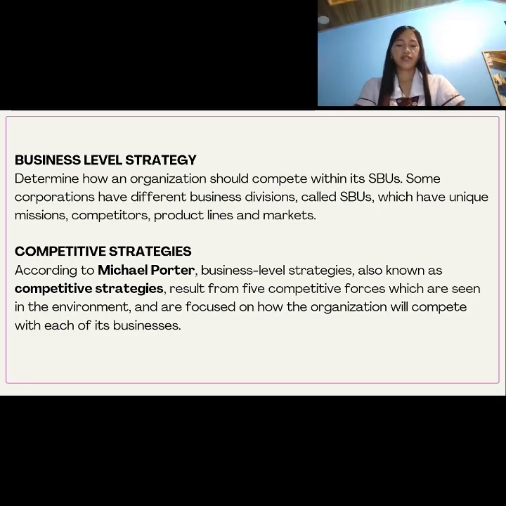So according to Michael Porter, competitive strategies kay plano nga makatabang sa company nga mag-decide kung unsaon pag-compete sa market. Porter explained that every business faces competition from different directions. So in order to survive and succeed, kinahanglan siya og clear strategy.